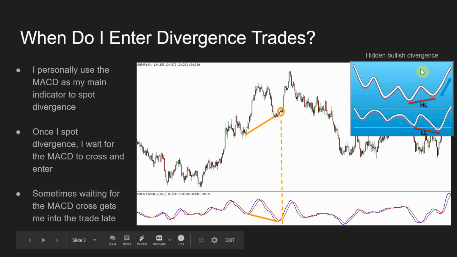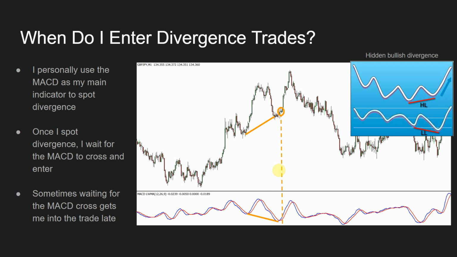So if I refer back to this image on the previous slide, you've got price making a higher low, which you can see by this orange line here, and the oscillator making a lower low, which you can see from this orange line here. So you've got hidden bullish divergence.